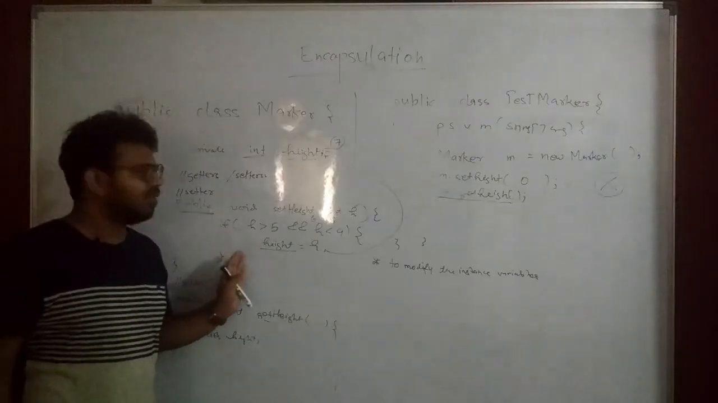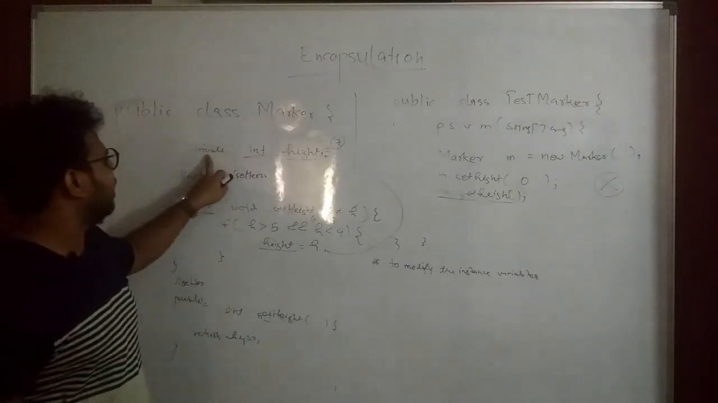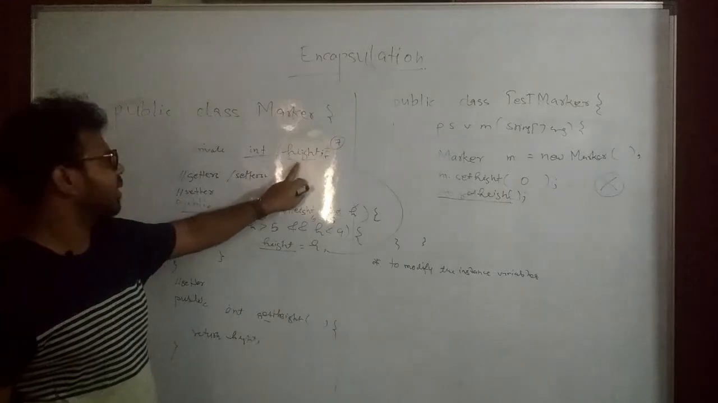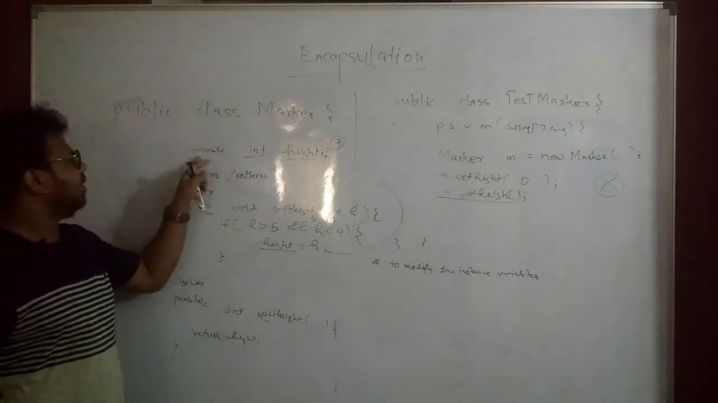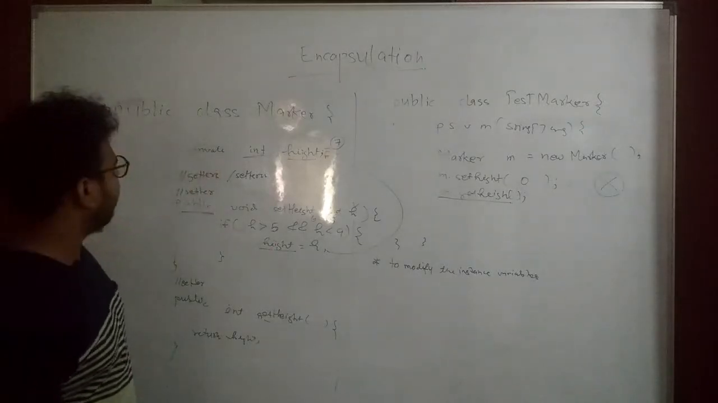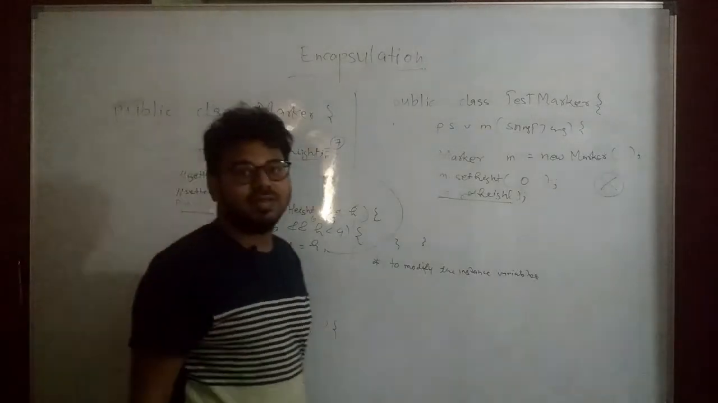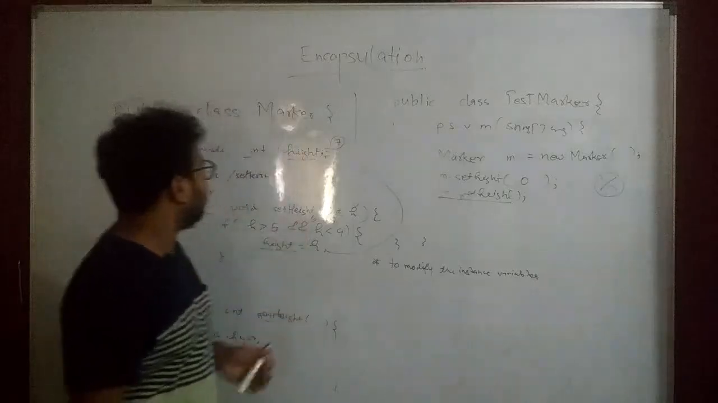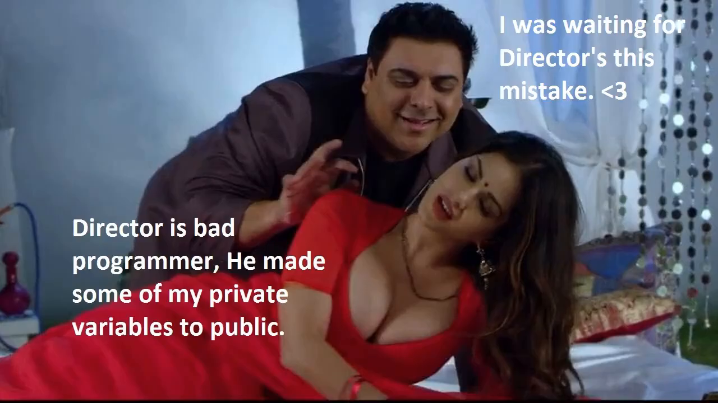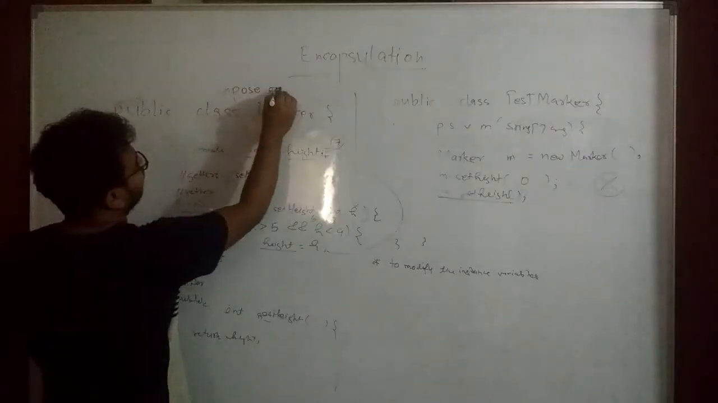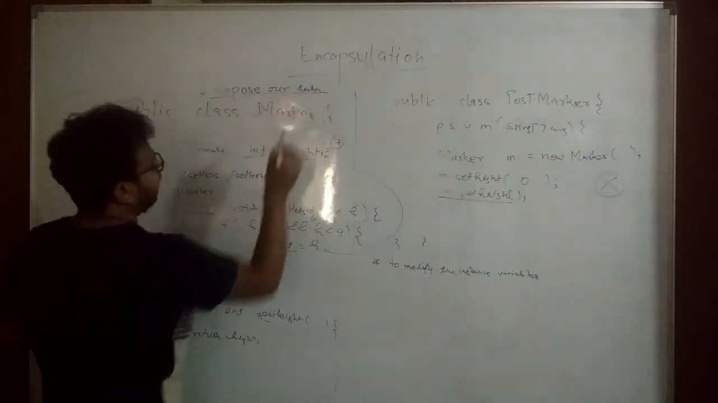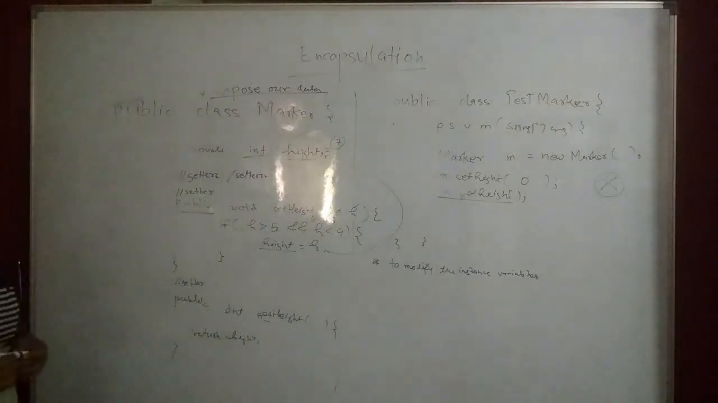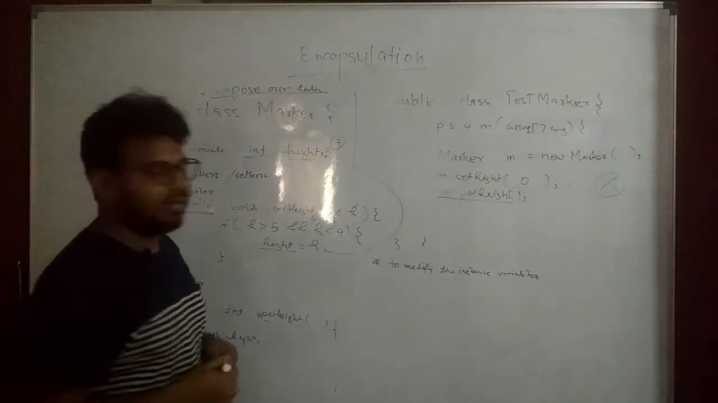The director made this mistake of changing this important variable from private to public. Here he made this public. That should not be done, because if we expose our data, then anyone can access and modify it, and that is not a good practice.